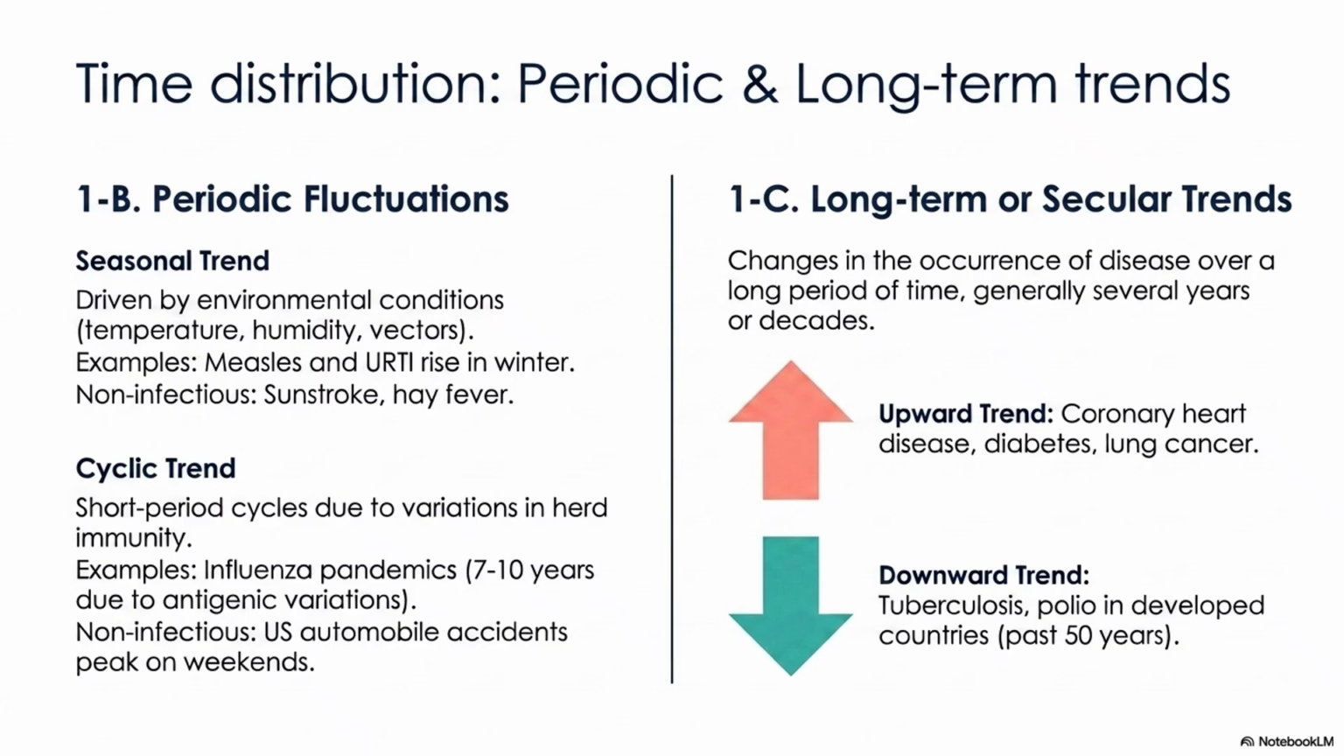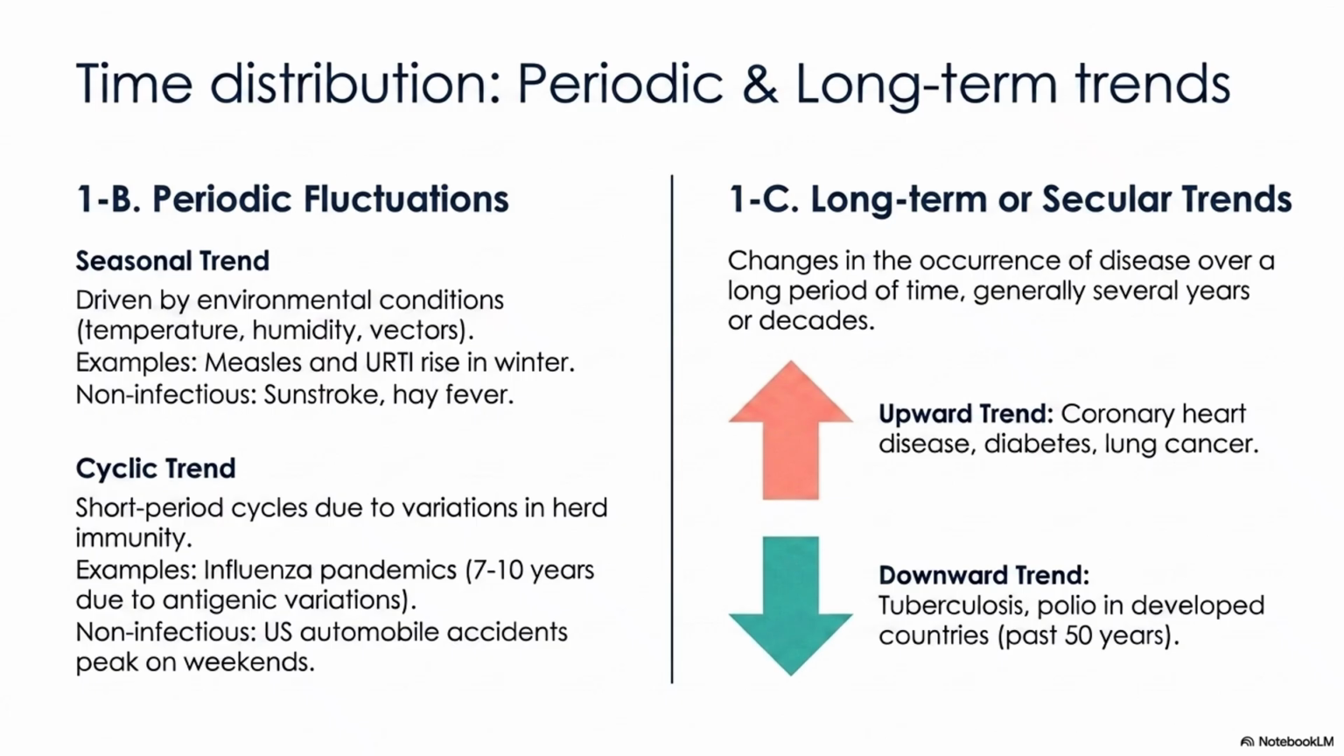And not only communicable diseases, even non-communicable diseases will show cyclic trends. An example is that US automobile accidents peak on weekends. Weekends mean holidays, so most of the people will go outside and traffic will be more, and because of that, accidents could peak during weekends. So this is cyclic trends. Cyclic and seasonal trends are examples of periodic fluctuations. And now we will see long-term or secular trends. As the name suggests, it will show very long-term fluctuations. It can be decades also.